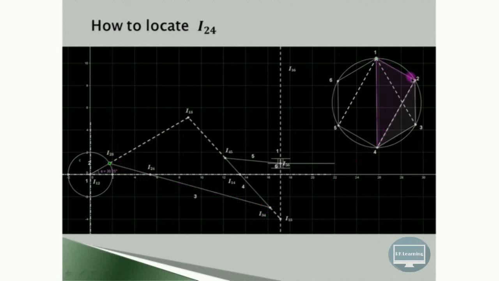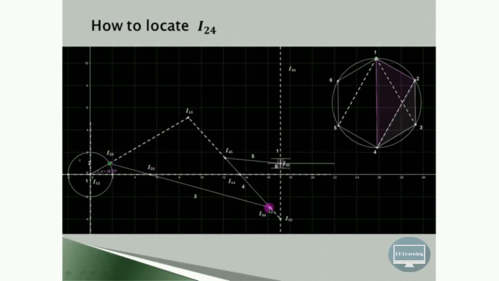Then the next combination is 1 2 and 1 4. So 1 2 is this particular ICR and 1 4 is this ICR. So you can join these two. They are intersecting at this particular point. So this point of intersection is nothing but I24. So in this way we have located this I24 also.